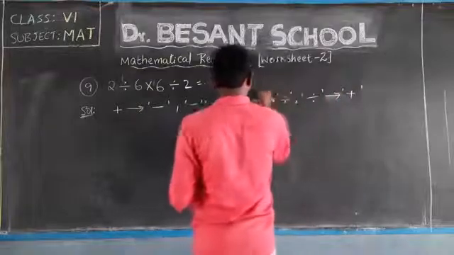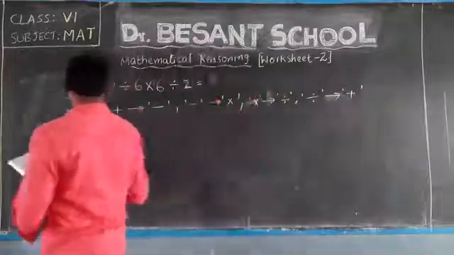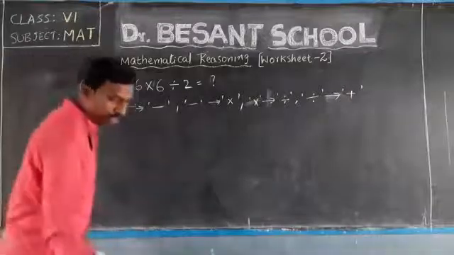So 4 symbols were interchanged. So according to that we have to do the problem. Now write down our problem part.